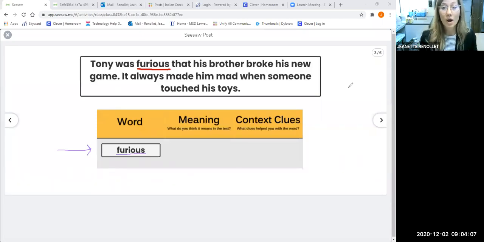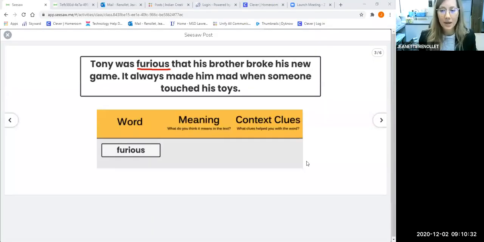I'm going to read it one more time. You're thinking of what our unknown word probably means, and be ready to talk in your breakout room. Here we go. Tony was furious that his brother broke his new game. It always made him mad when someone touched his toys. This is our unknown word. We are ready to do breakout rooms.